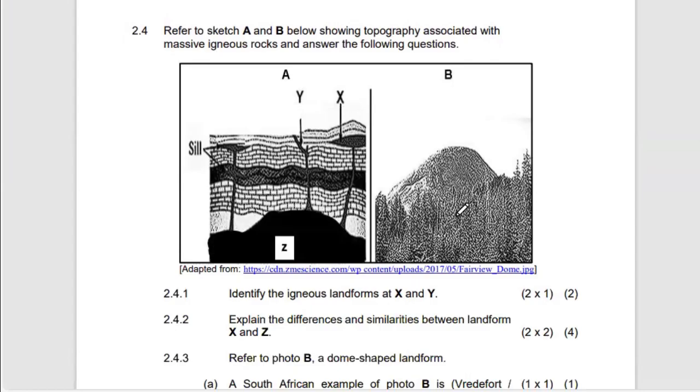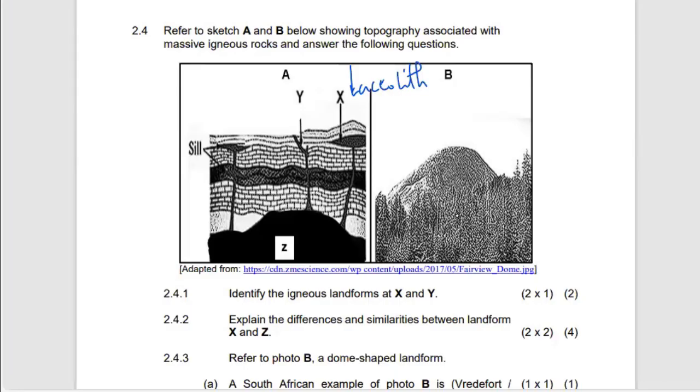Right, we look at question number 2.4. Question 2.4 is referring to sketches A and B, of intrusive landforms. Right, we're going to answer the question without wasting much of the time that we have. It says label X and Y. If you check X here, it is mushroom shaped, which is a laccolith. If it was saucer shaped, it was going to be a lopolith.